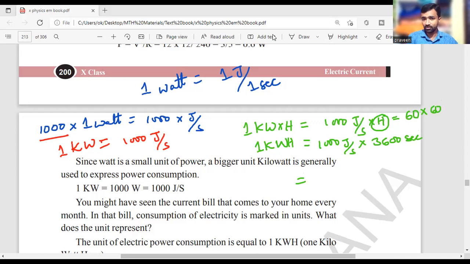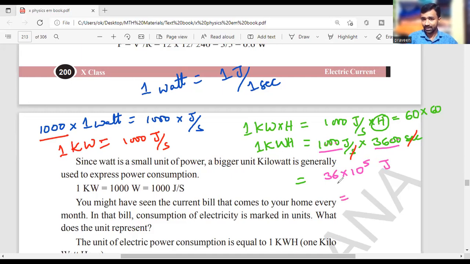Now here you are able to cancel these units, second and second. Then what remains here is 1000 into 3600, right? So how many zeros are there? 1, 2, 3, 4, 5. So 5 zeros. 36 into 5 zeros is written as 10 power 5 joules.